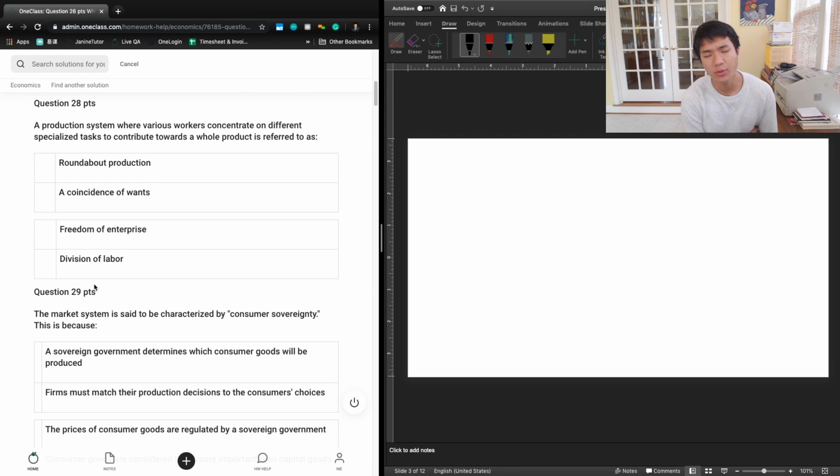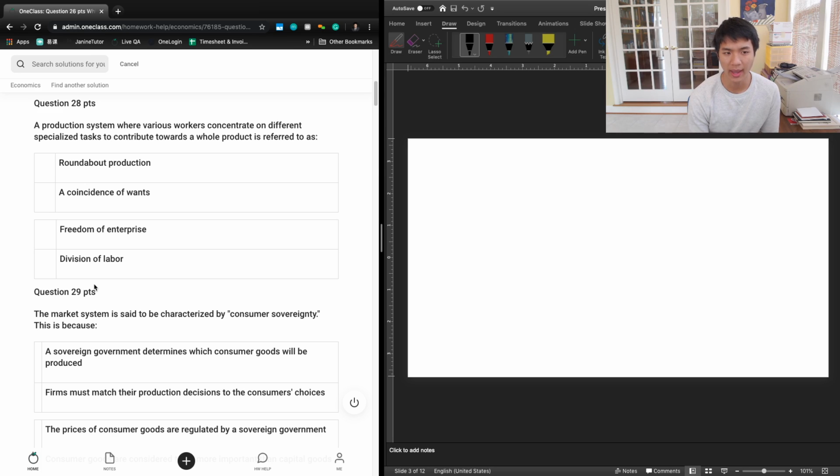Number 28. Number 28 says a production system where various workers concentrate on different specialized tasks to contribute towards a whole product is referred to as A, roundabout production, B, a coincidence of wants, C, a freedom of enterprise, or D, division of labor. And again, this is going to be a definition-based question. Which one of these answer choices best matches the definition provided? And so, because we know we're talking about a production system, we're going to be picking between A and D. B and C are just kind of general concepts; they're not types of production.